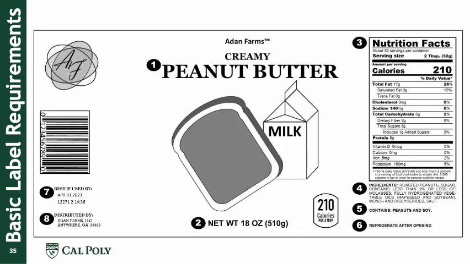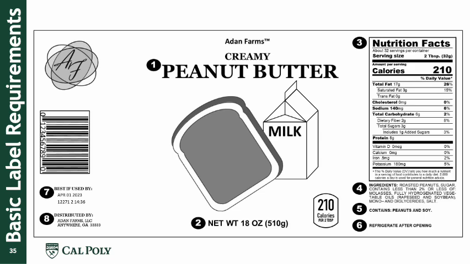Here we have another example, and these are the 8 basic requirements. So as I mentioned earlier, we can have more, like say preparation instructions, like heating or something, but that's an extra. So that's not the basic or the compulsory elements. So let's take a look at this picture, and we have number 1, which is the identity statement, and it says creamy peanut butter. Then we have 2, and that's the quantity declaration. We have net weight of 18 ounces or 510 grams.